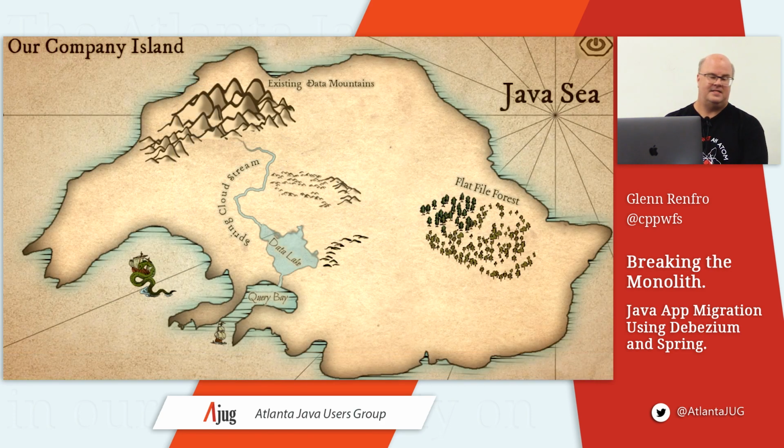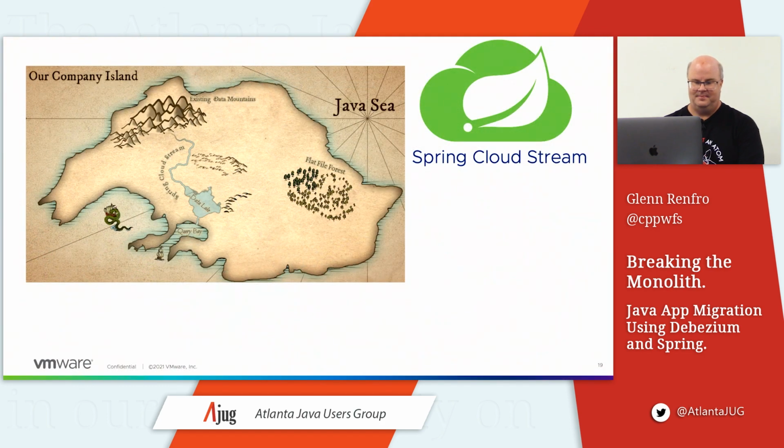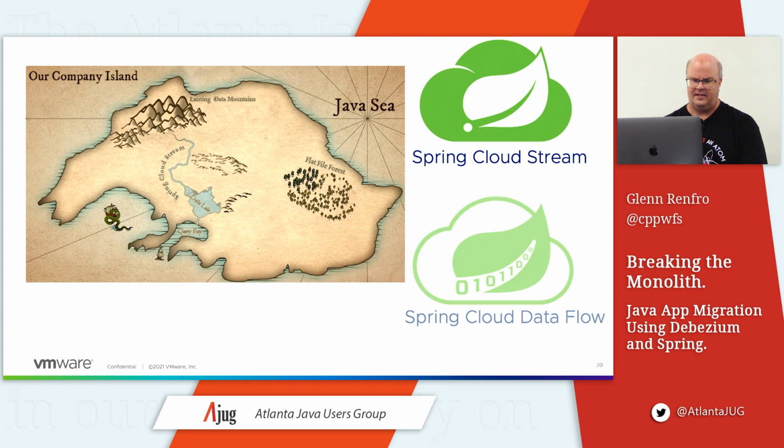So going back to the map, stage 1, let's get that data out of the existing data mountains into the data lake through a Spring Cloud Stream. If you haven't figured it out, the two tools we're going to be using are Spring Cloud Stream, and then Spring Cloud Data Flow for the orchestration.